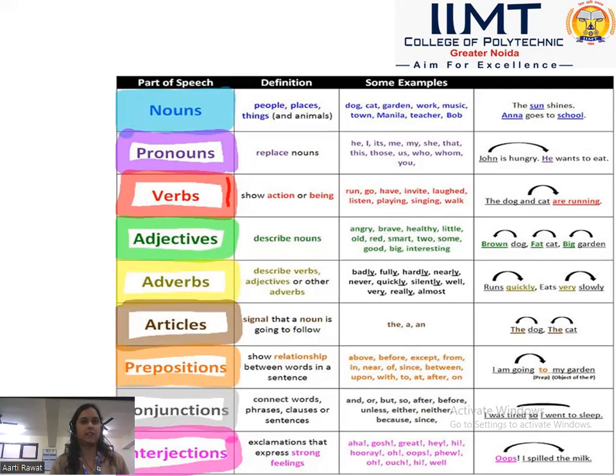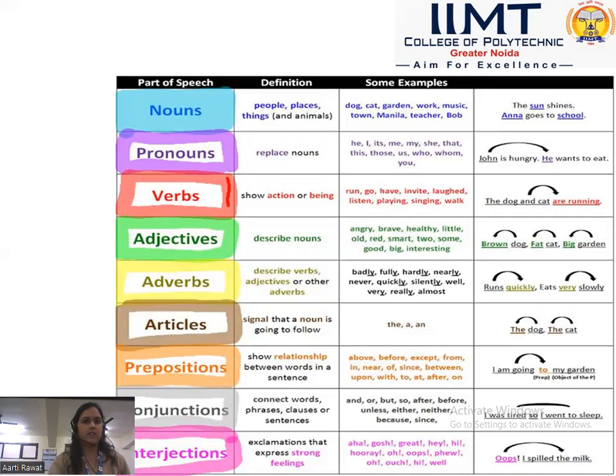Articles में क्या आएगा? Articles are the signal that a noun is going to follow. The, a or an. These are articles. And prepositions show relationship between words in a sentence, like above, before, except, from, near, of, since, between, upon, with, to, at, after, on. The preposition joins two sentences, a relationship दिखाती है.